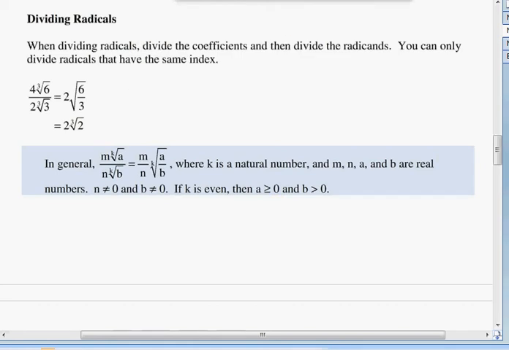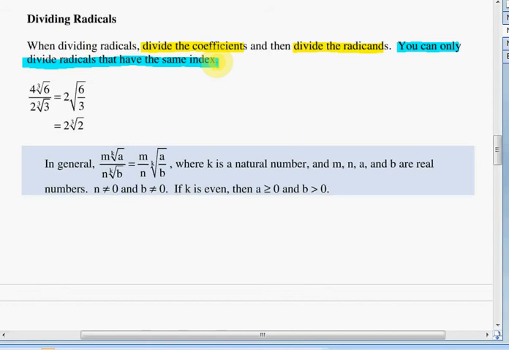So this is part 3 of multiplying and dividing radicals, section 5.2, and we're going to take a look at dividing radicals. Two things to remember, just like with multiplication. When you want to divide radicals, you divide the coefficients and divide the radicands. Second thing to remember is you can only divide radicals that have the same index.